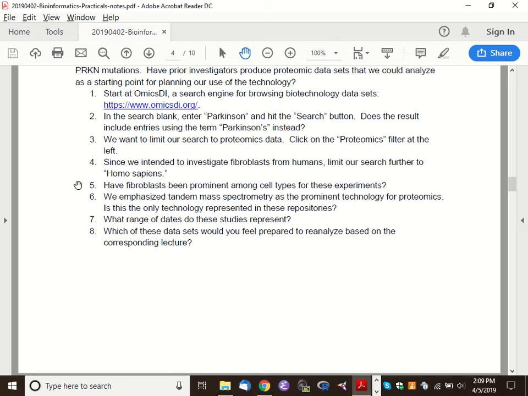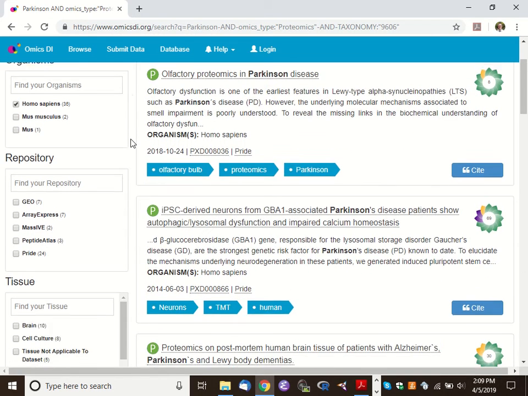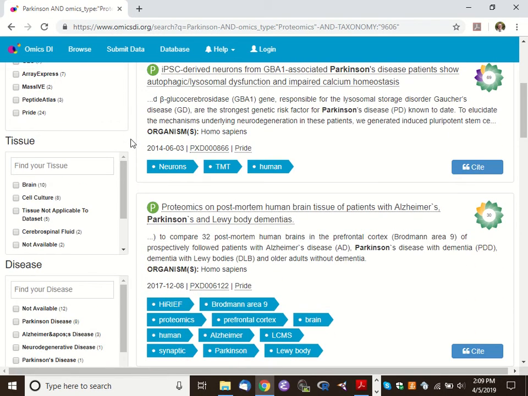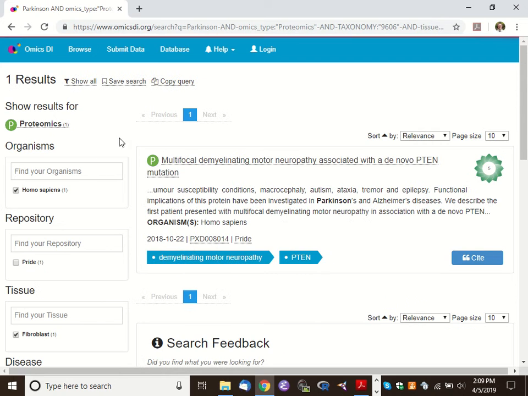So have fibroblasts been a prominent model among the cell types used in these experiments? So you could ask, do we have a tissue down here at our left that reflects the kind of model we want to work with? We see that 10 people have worked with brains, 8 have worked with cell cultures, some have said tissue was not applicable, some have worked with cerebrospinal fluid, not available. Fibroblast, look at that. So there is a data set we can work with. So if you simply click on fibroblast, you should drop right back down to this particular set.